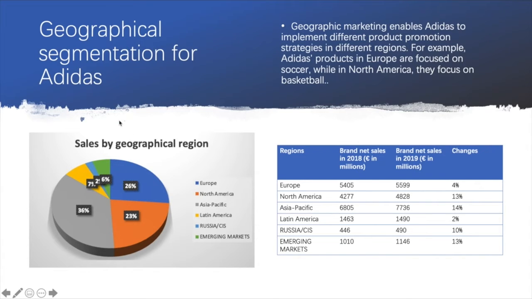Each of the segments comprises all wholesale, retail, and e-commerce business. On the other hand, geographic marketing enables Adidas to implement different product promotion strategies in different regions. For example, Adidas products in Europe are focused on soccer, while in North America they focused on basketball.